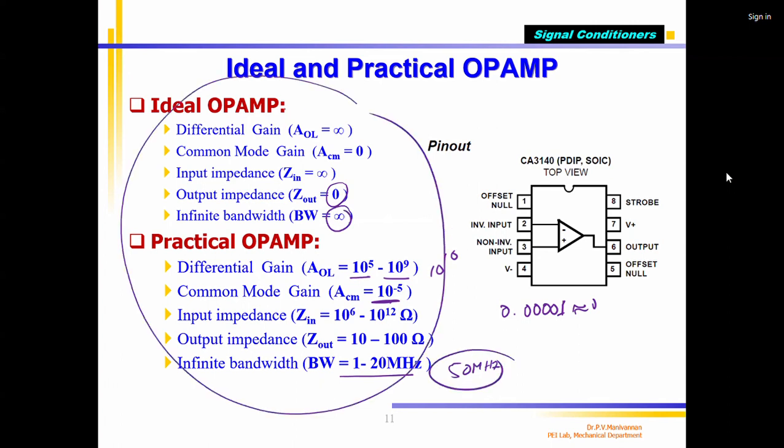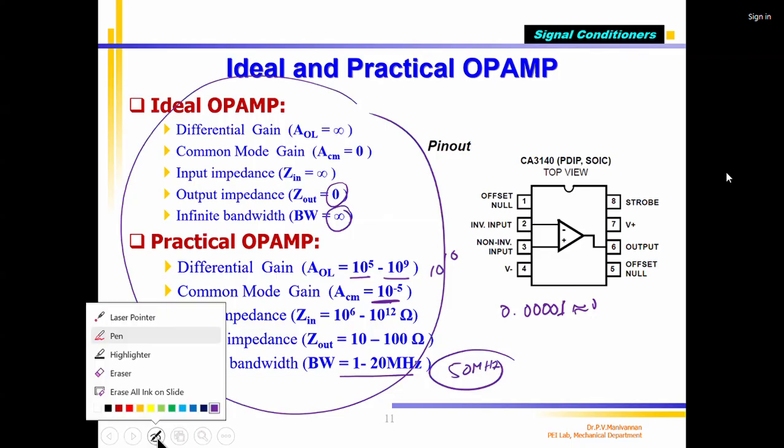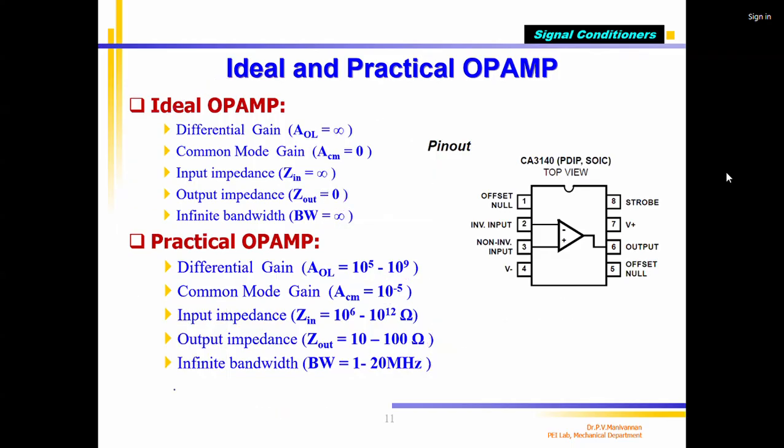Ideal versus practical. Then the next thing is how the op-amp looks. Op-amps are generally made as ICs, integrated circuits. This is the 741. It is an 8-pin IC. It has 8 pins, and the function of each pin is represented here. They call it the pin out.